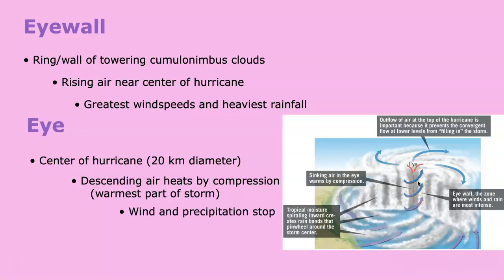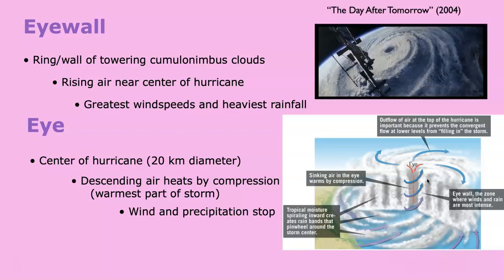So if the eye of a storm goes over you, everything kind of stops. But if the eye goes over you, you know the other side of the eye wall is coming soon, so it's not really necessarily a good thing. You've probably heard the expression of being in the eye of the storm. That means the worst is yet to come.